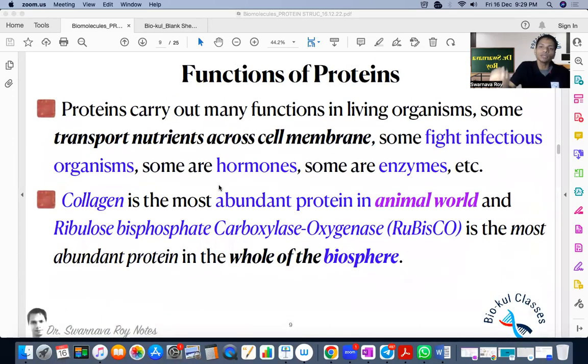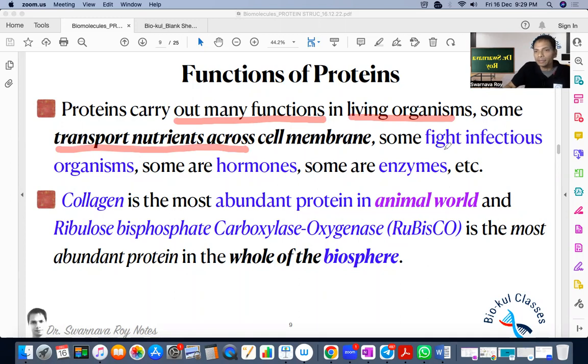Now, what are the functions of the protein? Proteins have various functions in our body. Proteins carry out many functions in the living organism. Some act to transport nutrients across the cell membrane, so we call them transport proteins. These proteins are present in the cell membrane, and they help in different kinds of transport. That can be active transport, passive transport, or facilitated diffusion.